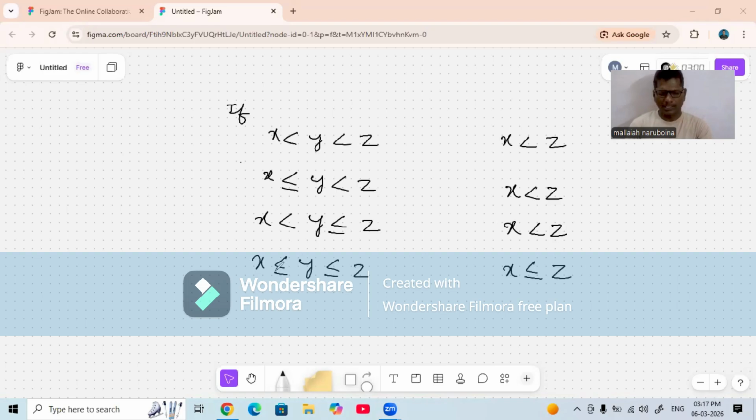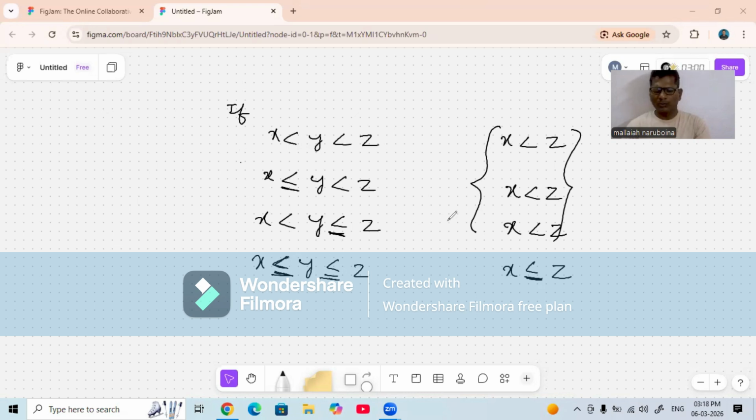Then only we have less than or equal to. In the remaining cases, we have only x less than z. Here we have one equal symbol, in this case we have one equal symbol, and here no equal symbols, only less than, less than. So for all these three cases, we have only x less than z. When we have less than or equal to, less than or equal to, then only we have the less than or equal to symbol.